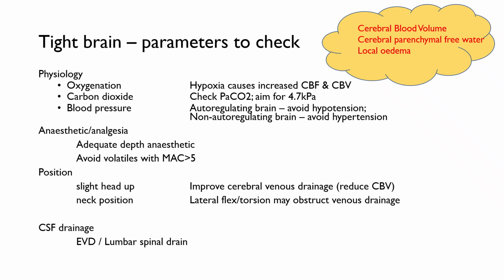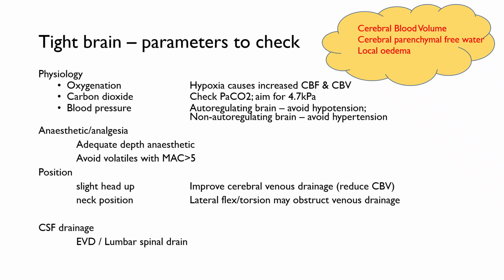So what do we need to consider? The incidence of poor intraoperative brain relaxation is variably reported. It's more likely in patients with a preoperative raised ICP. It's more likely in patients with big tumours. The primary cause of a tight brain is an excessive volume of intracranial contents. So this may include your tumour, may include excessive CSF or excessive cerebral blood volume.